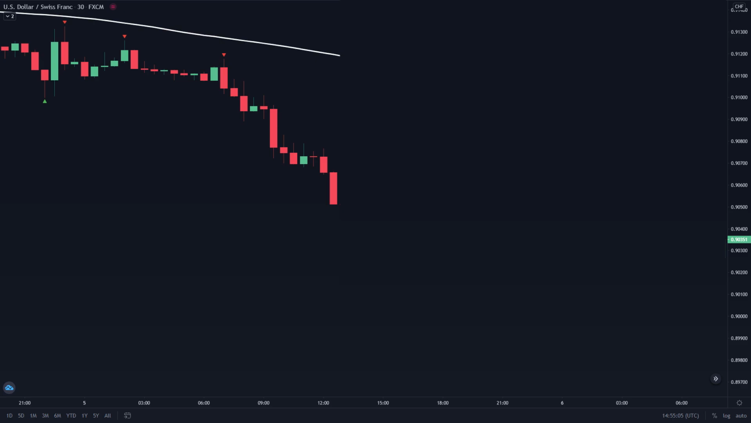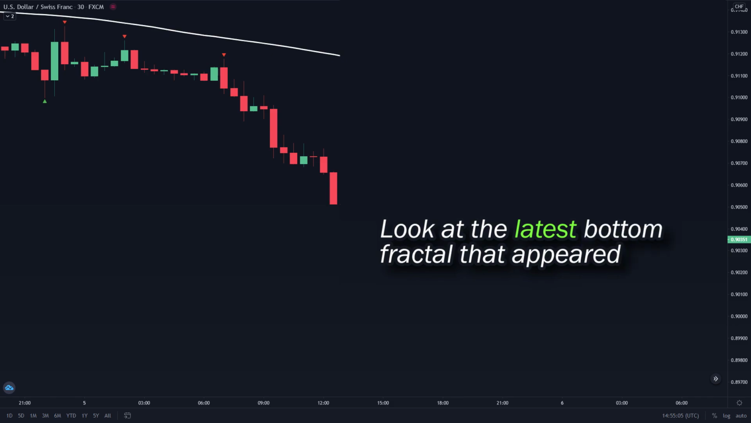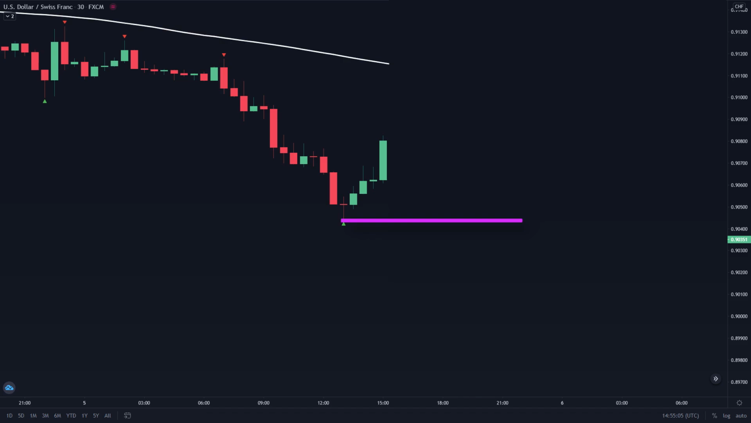Let's say that the price is below the 200 EMA, meaning you only focus on the bottom fractal. So first, you want to look at the latest bottom fractal that appeared. Then, you wait for the closing price to break out below that bottom fractal. Once this happens, you take a sell position.